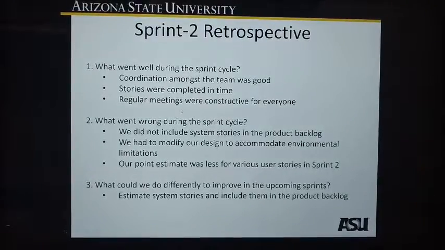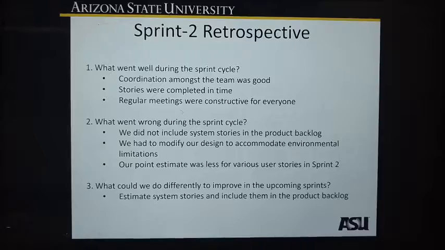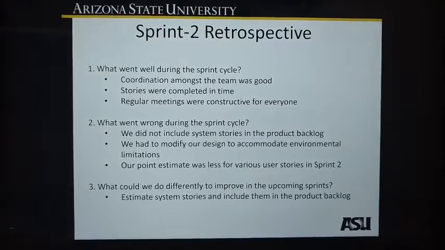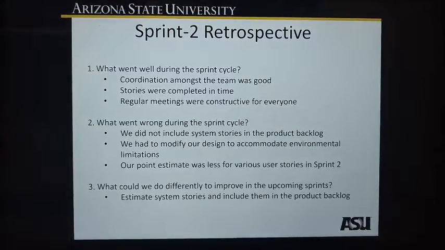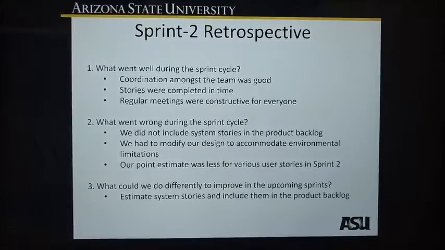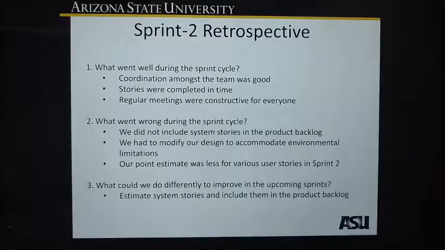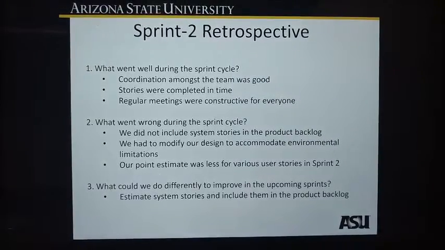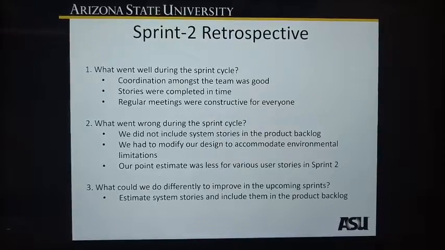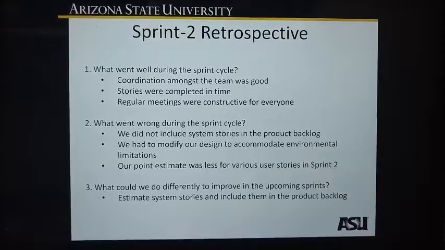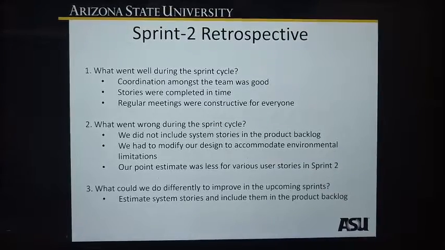Talking about the retrospective for sprint 2, the things that we identified that went well were the coordination in the team. The stories were completed on time, and we held regular meetings which ended up being very constructive for everyone. The things that went wrong were that we did not include system stories in the product backlog. We had to modify our design to accommodate environmental limitations, and the point estimate was less for various user stories in this sprint. The thing we could do differently is to estimate the system stories and include them in the product backlog.